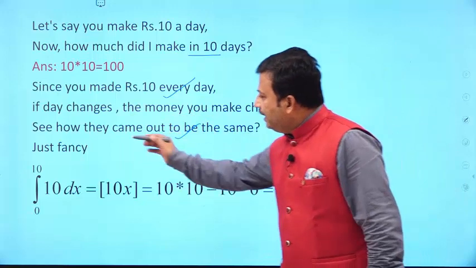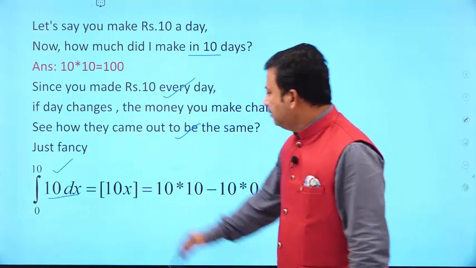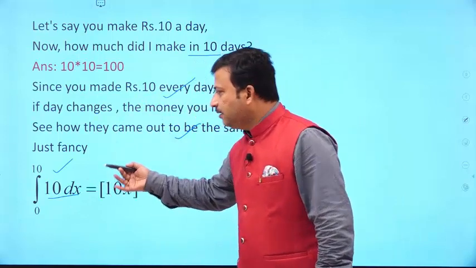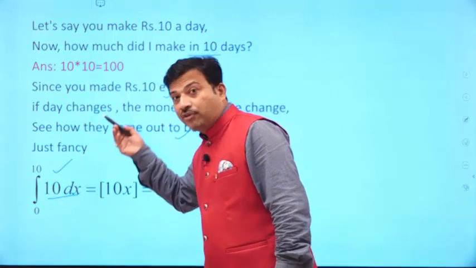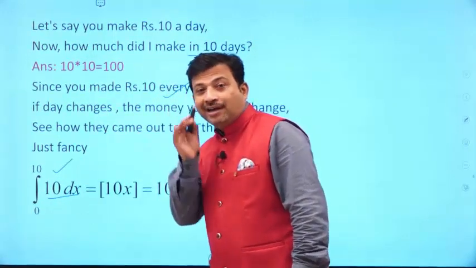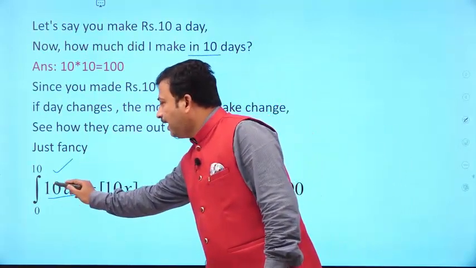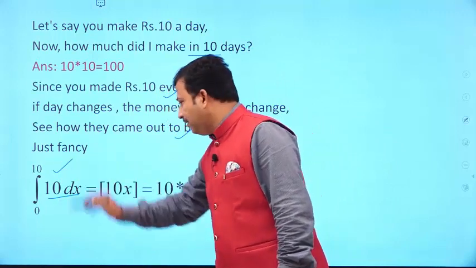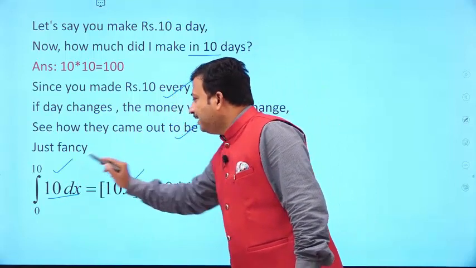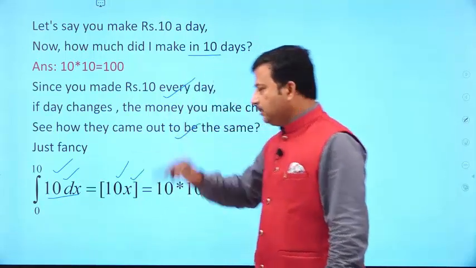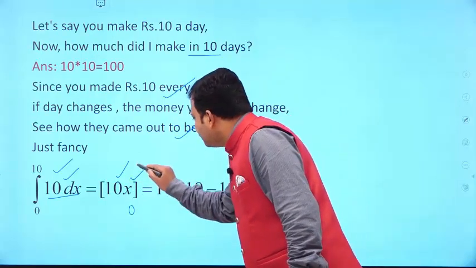What I'll do: integration over 0 to 10, 10 into dx. What is changing? Day is changing, from 0 to 10. So x is the variable which is changing; x is nothing but your day. What is fixed? Your earning is fixed per day, that is your 10 rupees. So that is what I have done: 10 into dx, from 0 to 10. The integration of dx is how much? x. 10 is a constant, I keep it as it is. So 10x.